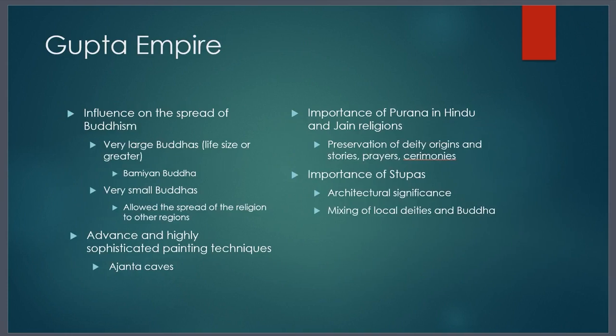Again, still in the main body of India, it influences the spread of Buddhism, right? So we're looking at now in this Gupta Empire the spread of Buddhism, but how are they now changing how we view Buddha? So they have either this life size or greater than life size, and this is seen in the Bamiyan Buddha, or very, very small Buddhas.